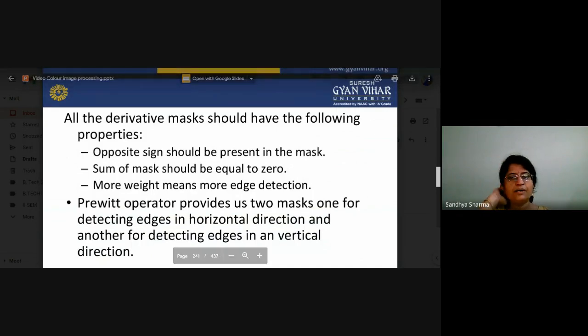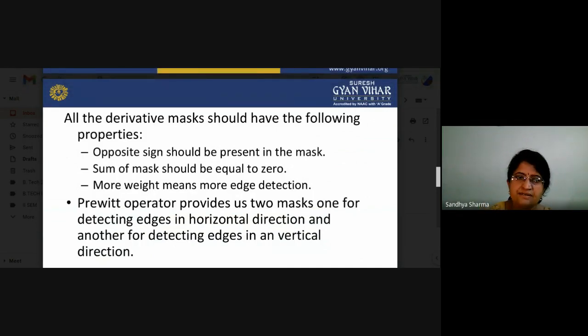All the derivative masks should have the following properties. Opposite signs should be present in the mask. The sum of the mask should be equal to 0. More weight means more edge detection. The Prewitt operator provides us two masks, one for detecting the edges in the horizontal direction and another for detecting the edges in the vertical direction. So here we have to work in two directions, horizontal and vertical.